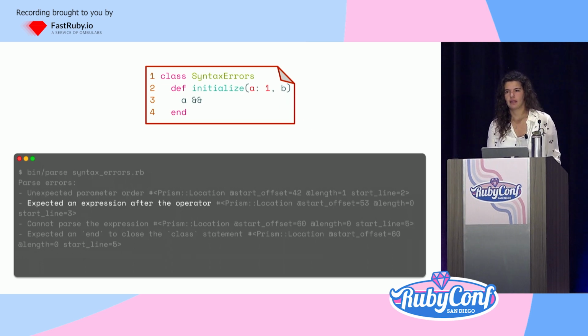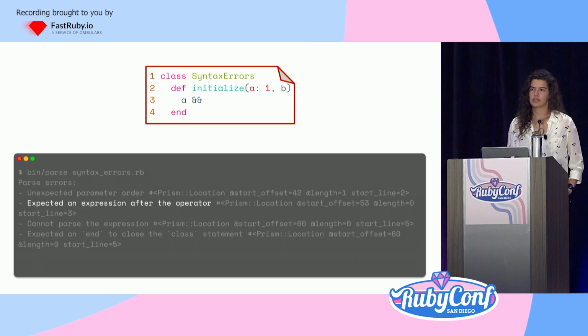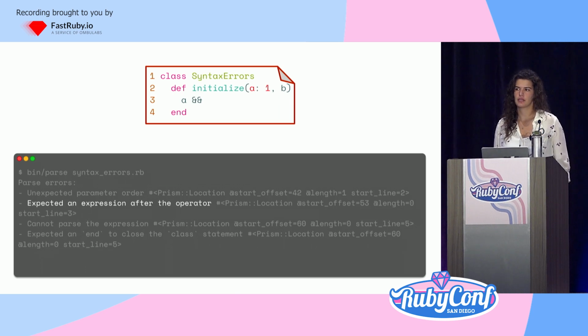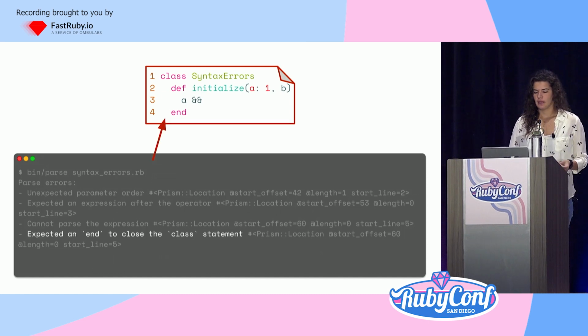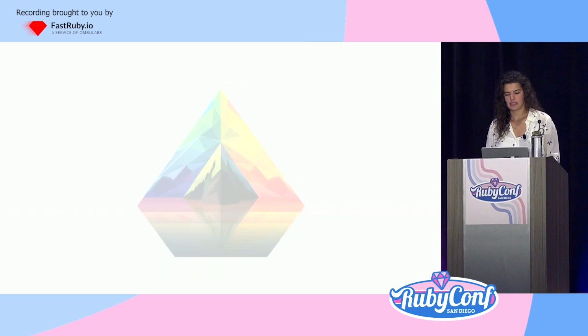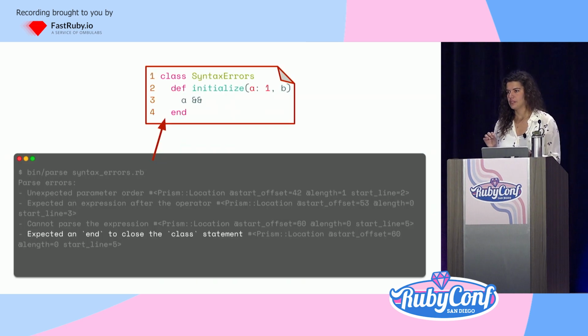Second, you'll get "expected an expression after the operator." It's not only pointing you to the right location in this error message, but it's telling you explicitly what it was looking for that wasn't there. You'll get that it can't parse the expression overall. And you'll also get "expected an end to close the class statement," which is not only telling you that you were missing an end, but it's also telling you which thing the end should have corresponded to, the class statement.